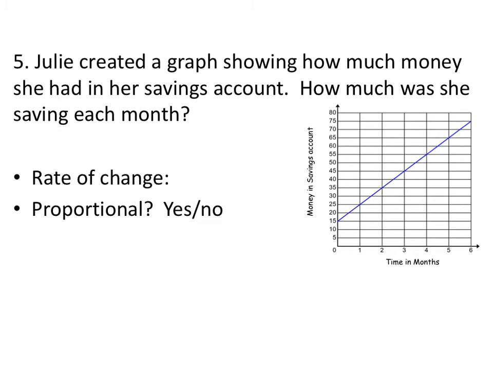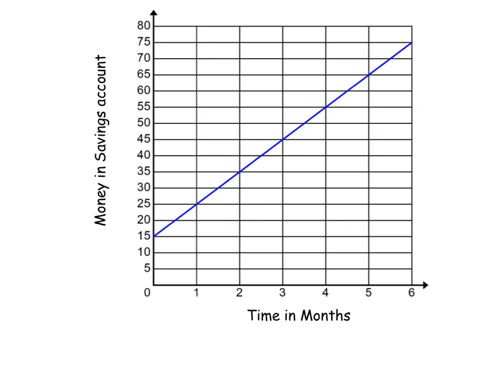Julie created a graph showing how much money she had in her savings account and how much she was saving each month, and then we'll figure out the rate of change, and also if this one's proportional. Actually, I'm going to answer that last question first. Is this proportional? Well, that is a straight line. It's just not going through the origin, so automatically no, it's not proportional. Bam. That's pretty quick.